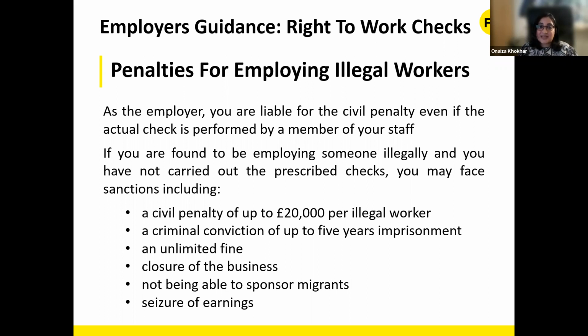In serious cases, a criminal conviction carrying a prison sentence of up to 5 years and an unlimited fine, closure of the business and a compliance order issued by the court, not being able to sponsor migrants, and seizure of earnings made as a result of illegal working. So as you can see, the penalties can be quite severe. You will not receive a penalty, however, if you have that statutory excuse that I've been talking about.